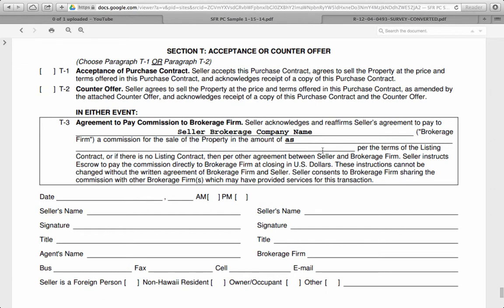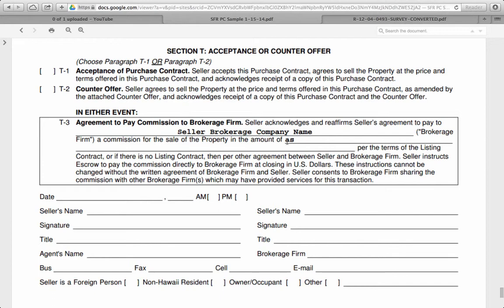The next box down is the T3 box, which talks about the commission. So again, whatever company is representing the seller, you would put the company name here, and typically we'll just put the word "as" in here, because it would then say "in the amount of as per the terms of the listing contract." So this would just pretty much refer back to whatever the listing agreement is with the seller's agent.